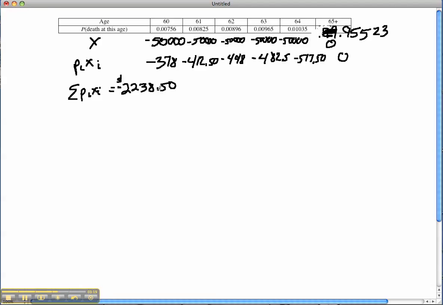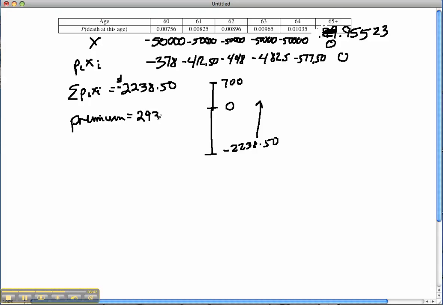How much do they need to charge in order to make $700? Well, that's easy. Where we want to be is $700. Let's call that 0, and let's call this negative 2238.50. That's where we are now. We've got to get enough money in premiums to bring this up to $700. So the premium should be $2938.50, which is enough premium to bring that average value up to positive $700. And that's the answer to Part D and Part E.